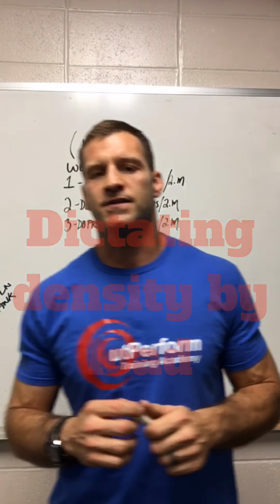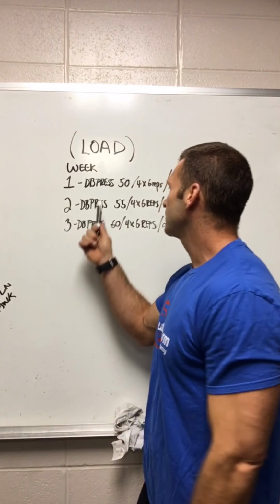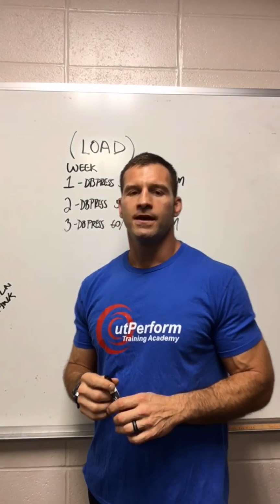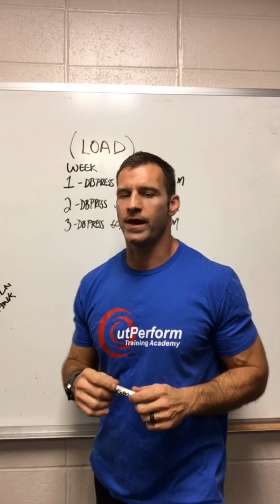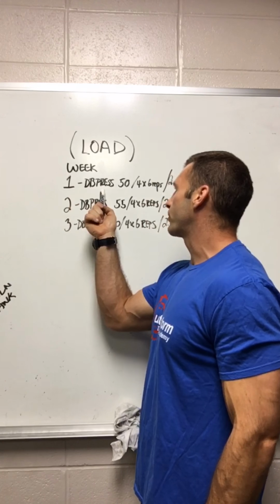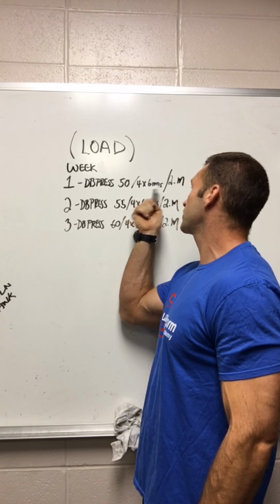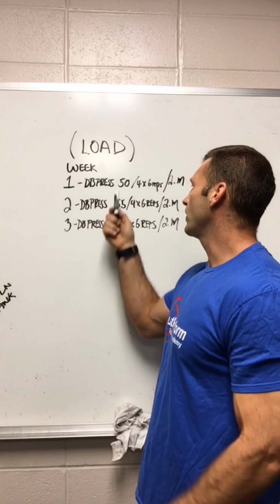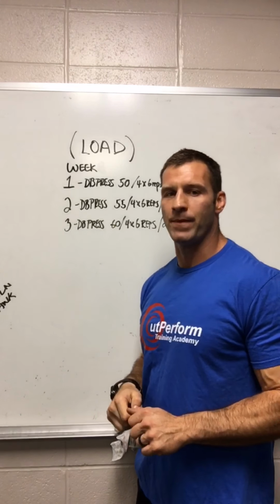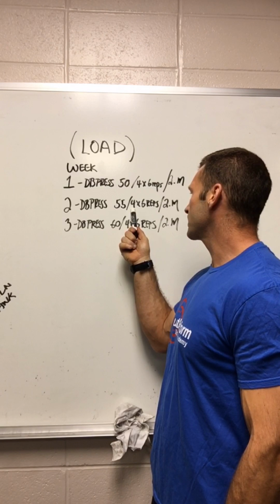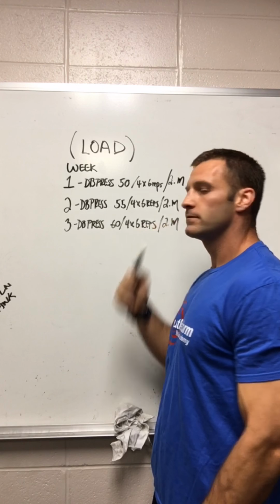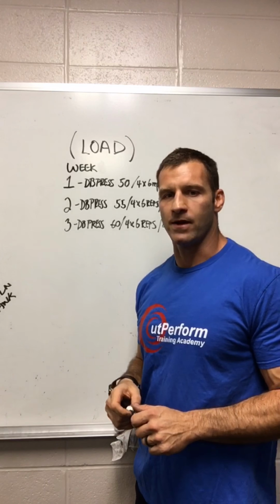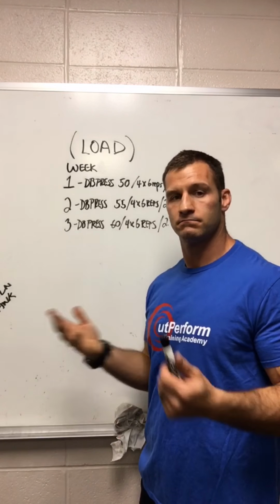All right, so this is it. Load. How do we dictate load for progression? We're going to use dumbbell press as an example today. In week 1 we do dumbbell press, 50 pounds for 4 sets of 6 reps at 2 minutes rest. In week 2 we go up from 50 pounds to 55 pounds, 4 sets of 6 with 55 pounds, 2-minute rest. Week 3 we go to 60 pounds for 4 sets of 6 for 2 minutes rest.